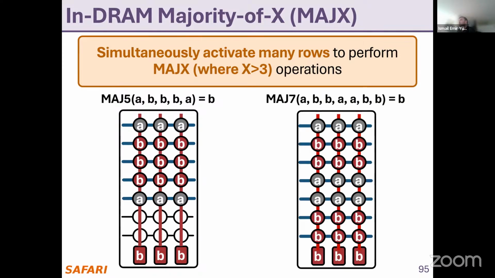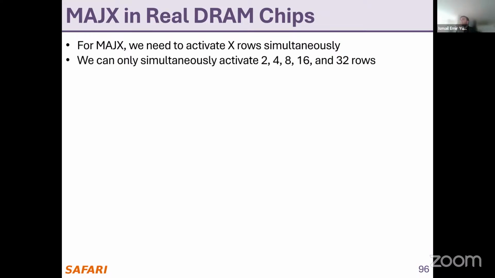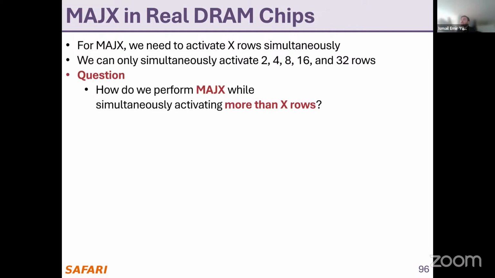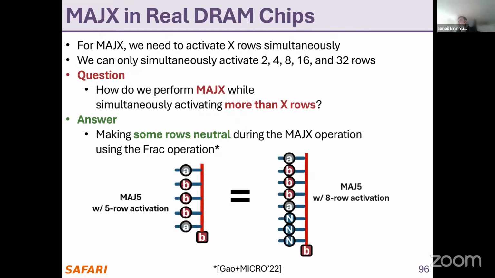And if we activate 7 rows, we can implement majority of 7. However, for MAJX, we need to activate X rows simultaneously. But we can only activate 2, 4, 8, 16, and 32 rows simultaneously. The question is, how do we perform MAJX while simultaneously activating more than X rows? The answer is making some rows neutral during the MAJX operation, using the frac operation, again, introduced by prior work. So here you have majority 5 with 5 row activation, which is equal to a majority 5 with 8 row activation, where 3 of them are neutral.